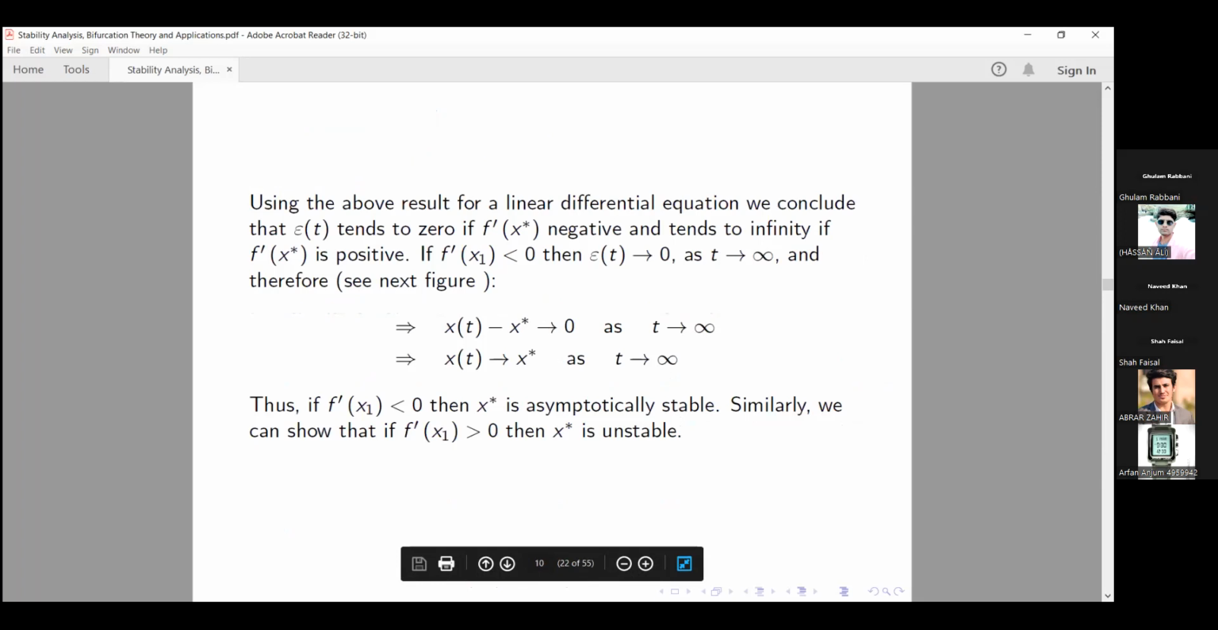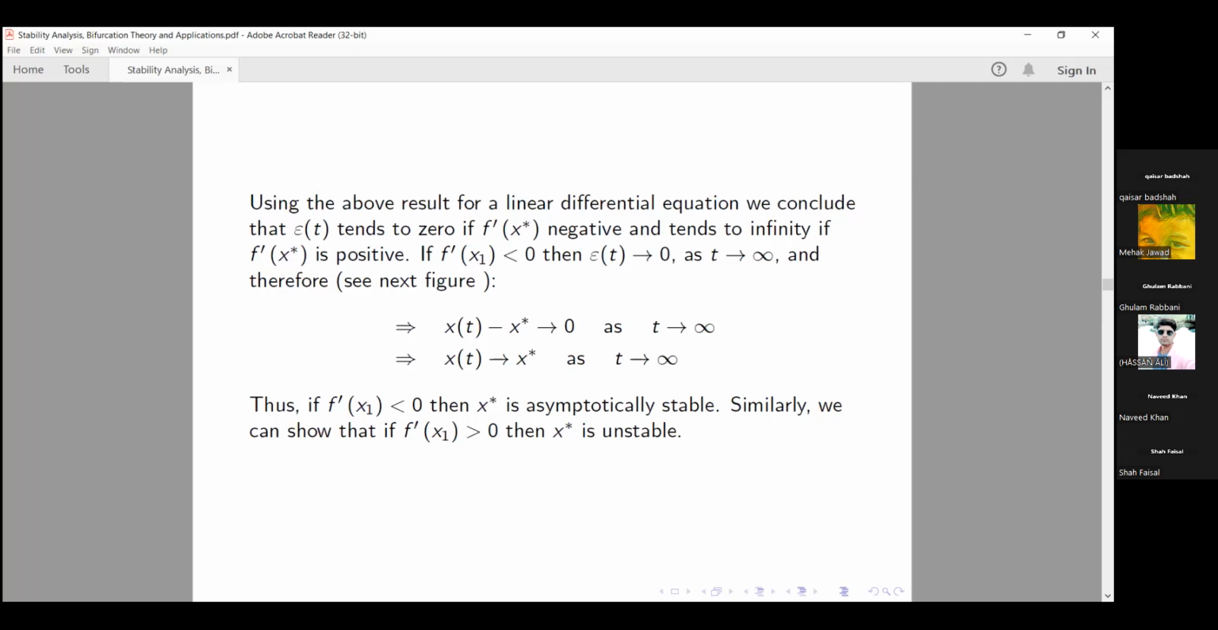So thus, let's say it converges, meaning f prime of x1, which is one equilibrium point, is less than 0, then that equilibrium point x star is asymptotically stable. And similarly, we can show that if f prime of x1 is greater than 0, of course that means e dot equals e naught times e to the power of f prime of x1 times t will just go to infinity. So yes, x of t minus x will not go to 0. It's unstable.